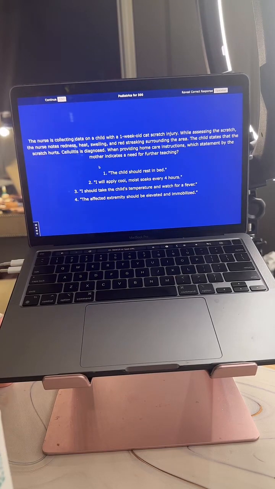1. The child should rest in bed. 2. I will apply cool, moist soaks every 4 hours. 3. I should take the child's temperature and watch for a fever. Or 4. The affected extremity should be elevated and immobilized. Which statement by the mother indicates a need for further teaching? What is our answer, guys? Remember to say what is if you want the points.